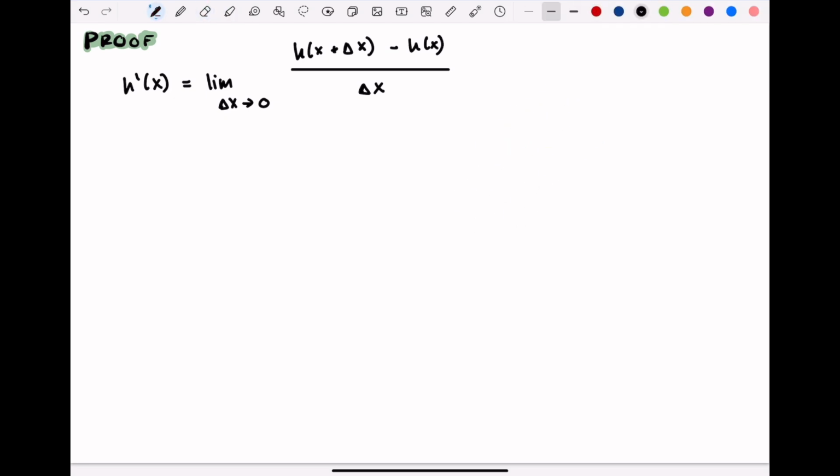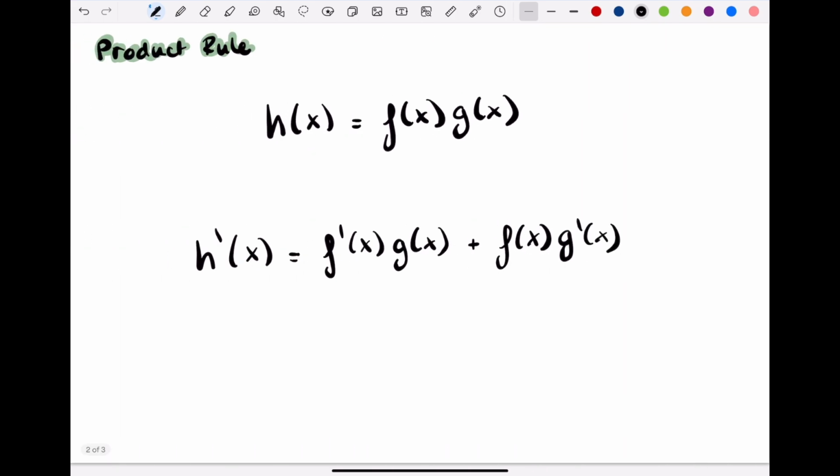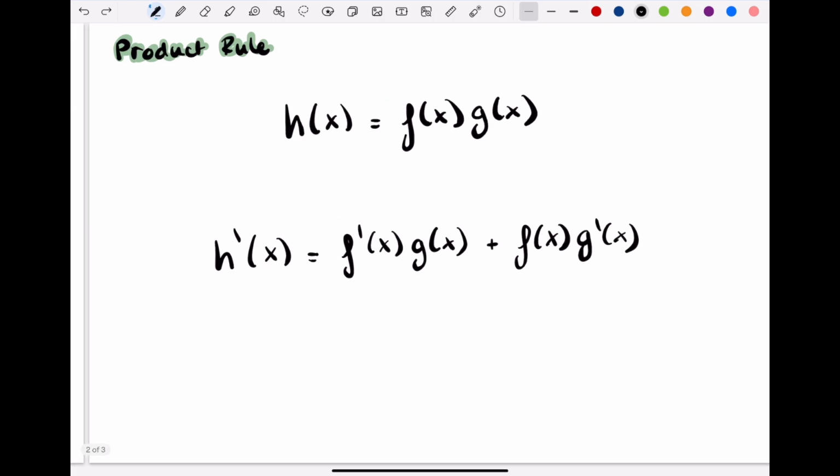So now that we have refreshed our minds and we recognize that this is the definition of the derivative for our function h of x, let's rewrite it in terms of f of x and g of x. So h prime of x is going to be the limit as delta x approaches 0 of f of x plus delta x times g of x plus delta x, minus f of x times g of x, all of that over delta x. This is just us using the definition of h of x instead of simply writing h of x.